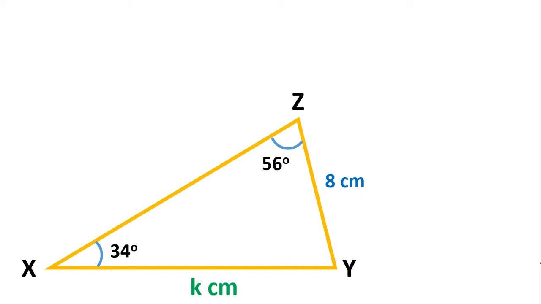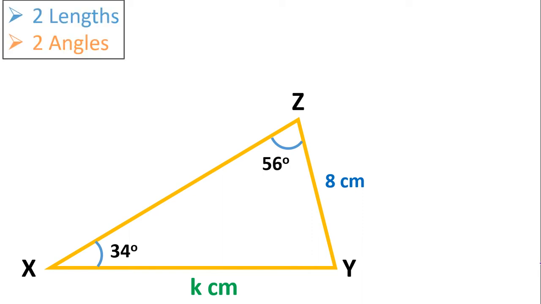Now let's suppose I have an example like this: a triangle XYZ, and my angle X is 34 degrees, my angle Z is 56 degrees. And now the length ZY is 8 centimeters and the length XY is k centimeters. Now how do I work this out?